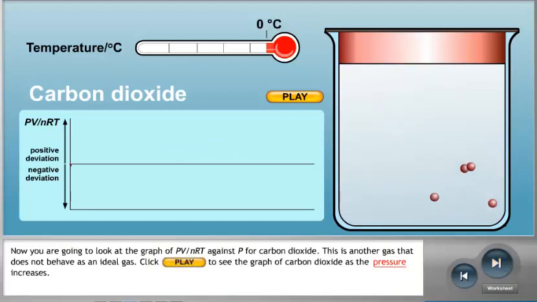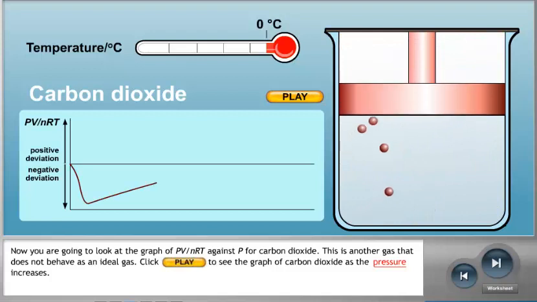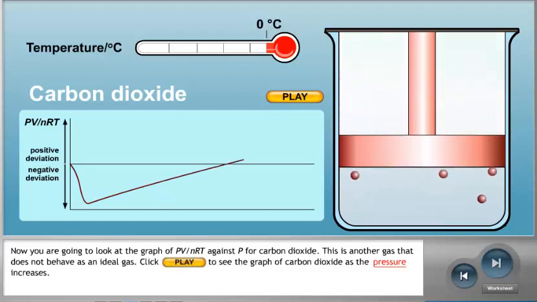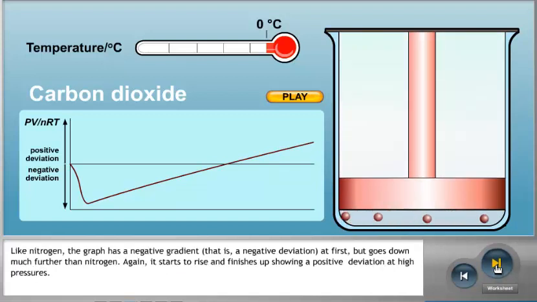Now you are going to look at the graph of PV over nRT against P for carbon dioxide. This is another gas that does not behave as an ideal gas. Click play button to see the graph of carbon dioxide as the pressure increases. Like nitrogen, the graph has a negative gradient, that is, a negative deviation, at first, but goes down much further than nitrogen. Again, it starts to rise and finishes up showing a positive deviation at high pressures.